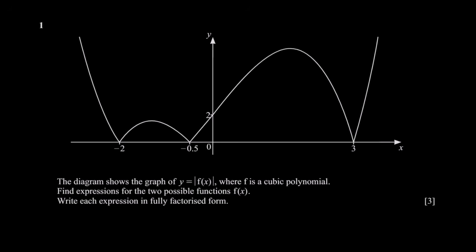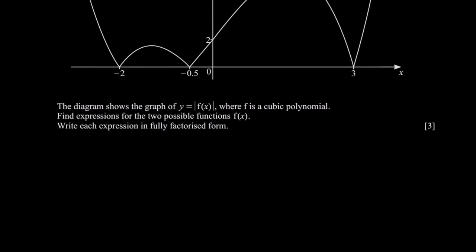Okay, then here we are in question 1. The diagram shows the graph of y equals the modulus of f of x, where f is a cubic polynomial. We want to find expressions for the two possible functions of f of x and write each expression in fully factorized form. Well, what we need to know is the factor theorem, basically. And what's the simple expression of the factor theorem?